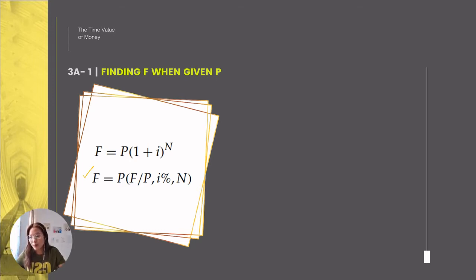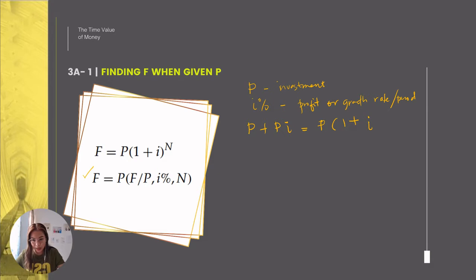If an amount P dollars is invested at a point in time, and I% is the interest, we all know this one, the investment at I% is the profit or growth rate per period. The amount will grow to a future sum P plus PI, which equals P times (1 plus I). Correct? So that is what you get by the end of one period. And by the end of two periods, what would it be?